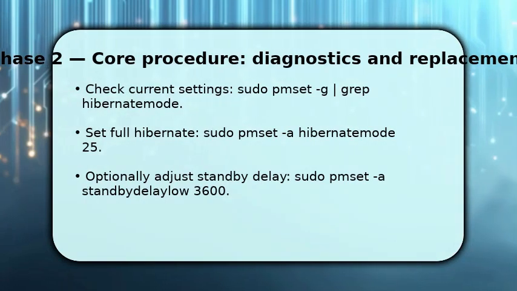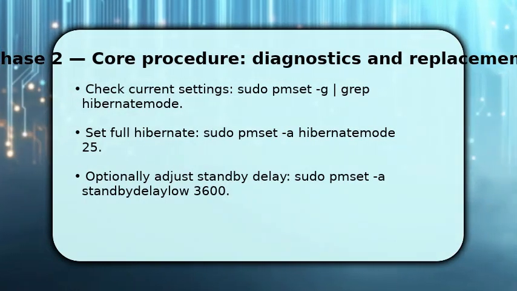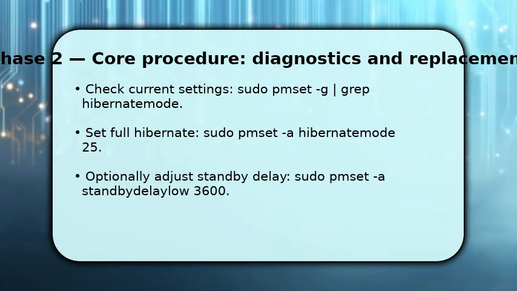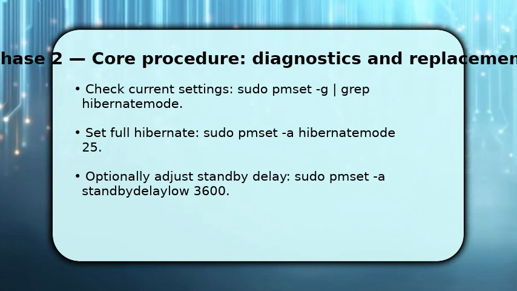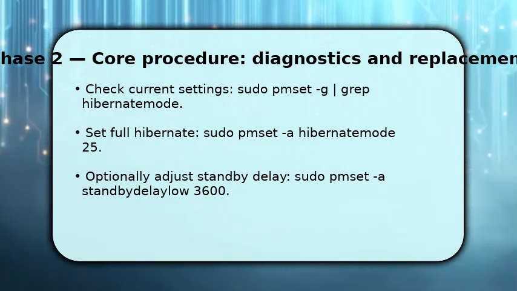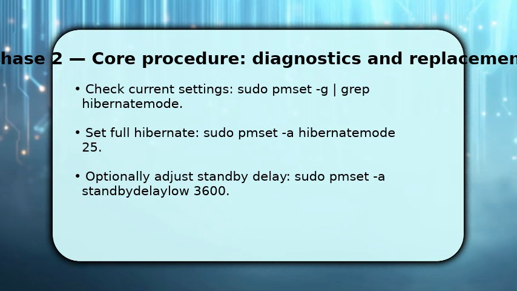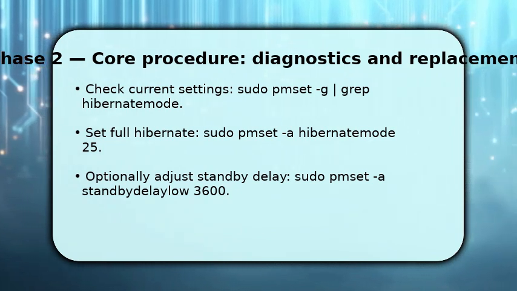Now you change the actual mode. First, confirm current values with sudo pmset -g so you know the baseline. Then run sudo pmset -a hibernatemode 25 to force full hibernate. This writes RAM to disk and powers down RAM to save battery.